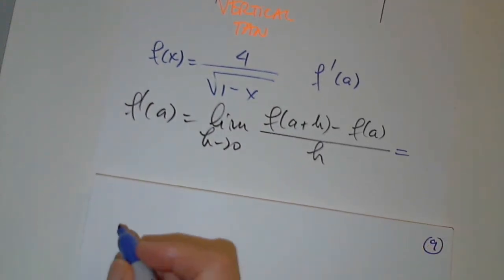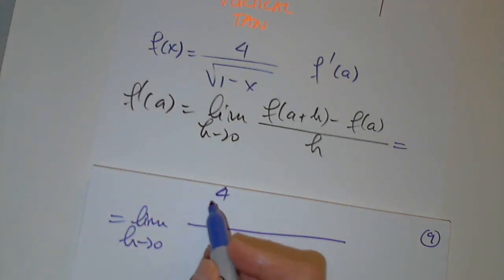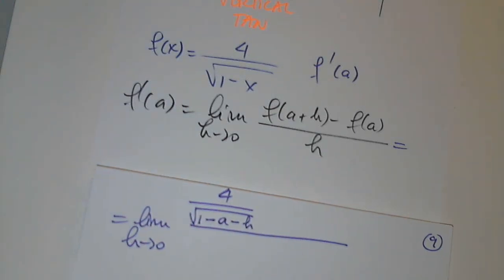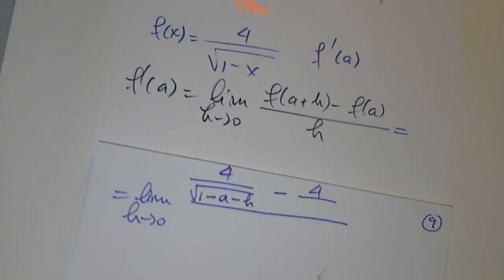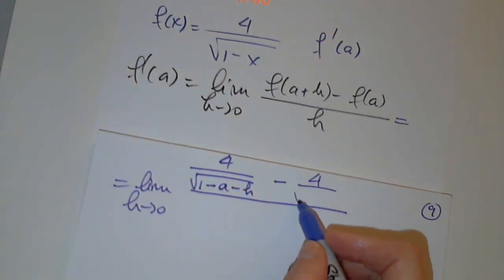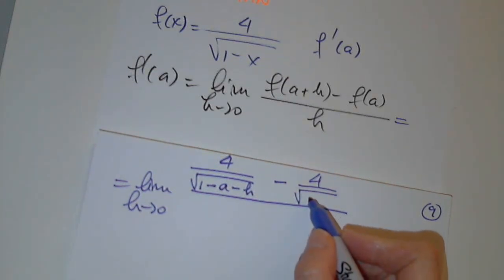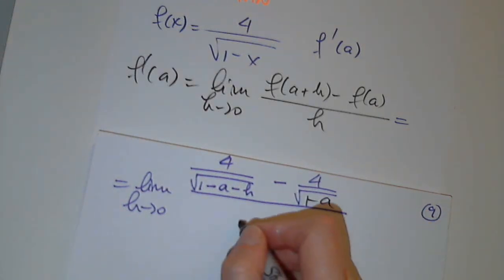4 over square root. So limit. Let's copy the limit first. As h approaches 0, we have 4 divided by the square root of 1 minus (a plus h), minus h, or parentheses, it's up to you, but one or the other. Minus 4 divided by the square root of 1 minus a, thank you very much, divided by h. Perfect.